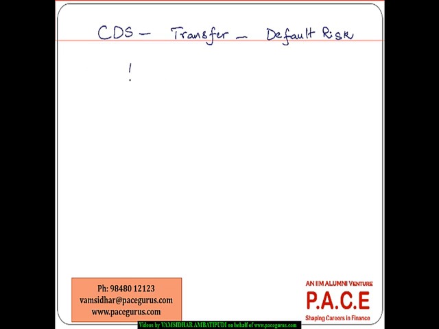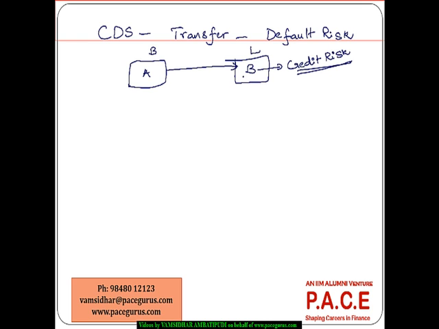So basically it is like, if initially A has borrowed from B, right? A is the borrower, B is the lender. A has borrowed from B. So B is exposed to the credit risk. What if A does not pay? What if A defaults? So B is exposed to credit risk.